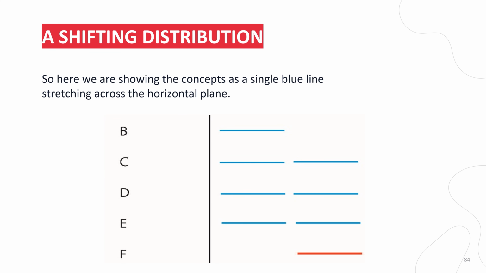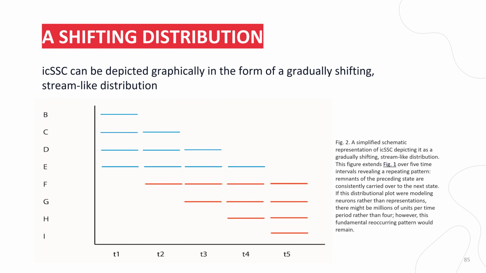So here we're showing the concepts as a single blue line stretching across the horizontal plane. At time 1, B, C, D, and E are coactive together. Then in time 2, B is replaced by F. This is a different way of representing the pattern we were discussing before. When this pattern is repeated through time, ICSSC can be depicted graphically in the form of a gradually shifting stream-like distribution. This schematic of ICSSC reveals a repeating pattern.